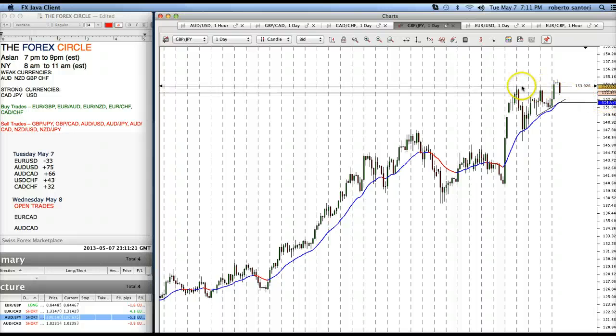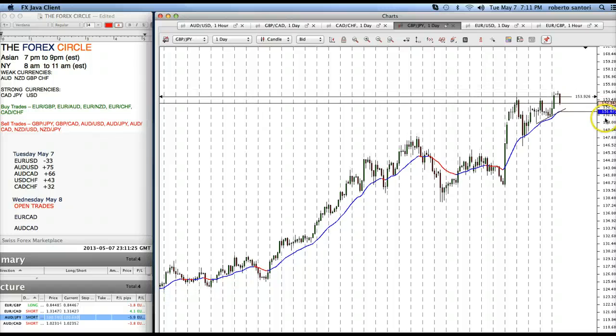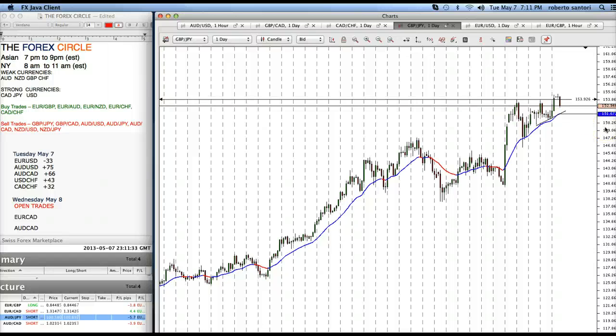It doesn't want to break that resistance level. See that long bearish candle? It rejected these levels, this double top, and turned around and went south. Is anyone still in the Euro Canadian trade? I'm still in that pair.